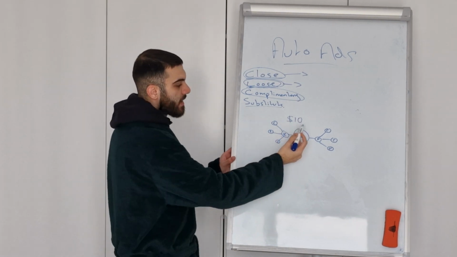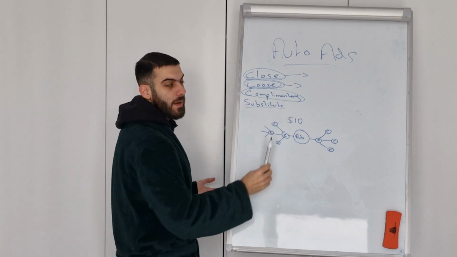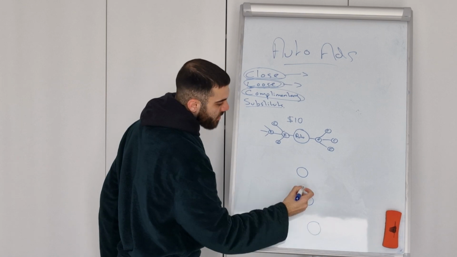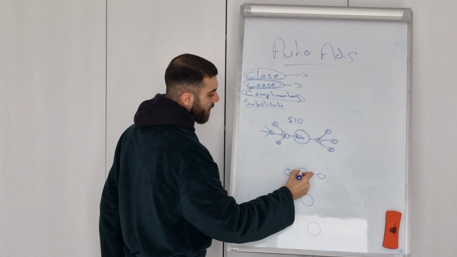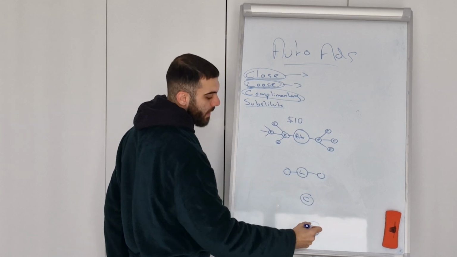So this way, I'm spending $10 only on close match. And if it doesn't work, great. I can just pause the campaign or lower the bid, and I already have the other 3 campaigns anyway. So it's going to look something like this. Product keywords, and this is going to be your loose match campaign. Then a new campaign is going to be your complementary, and your new campaign is going to be substitute.